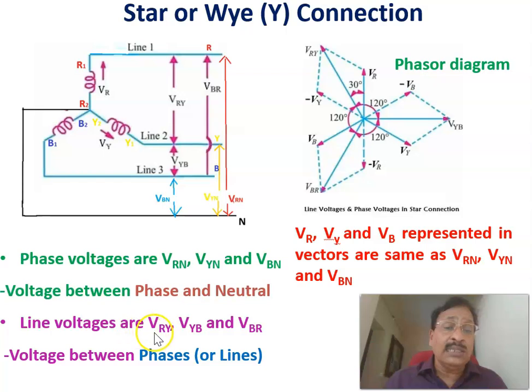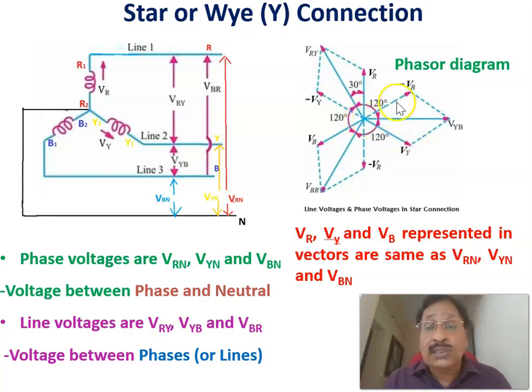Therefore, the line voltages are the voltages between the phases or lines, that is VRY, VYB, and VBR. These are called the line voltages. VRN, VYN, and VBN are called the phase voltages. Now, they are vectorially related. We'll see the derivation in the next slide, and it is shown here.